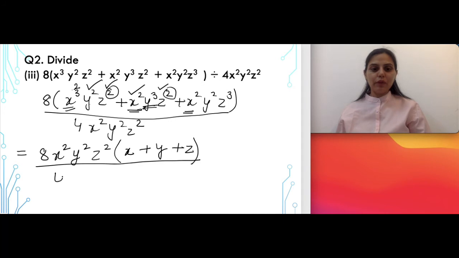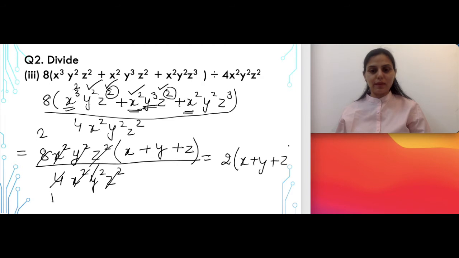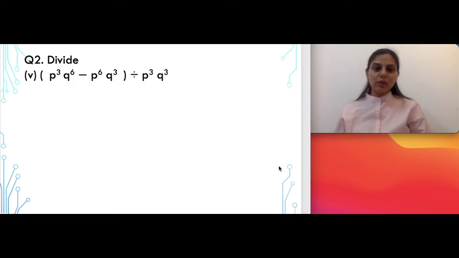Whole divided by 4 x square y square z square. Now here clearly you can cancel these terms, and 4 and 8 can also be cancelled. So your answer will be equal to 2 multiplied by x plus y plus z. I hope this question is clear to you. Moving on to the next one now.